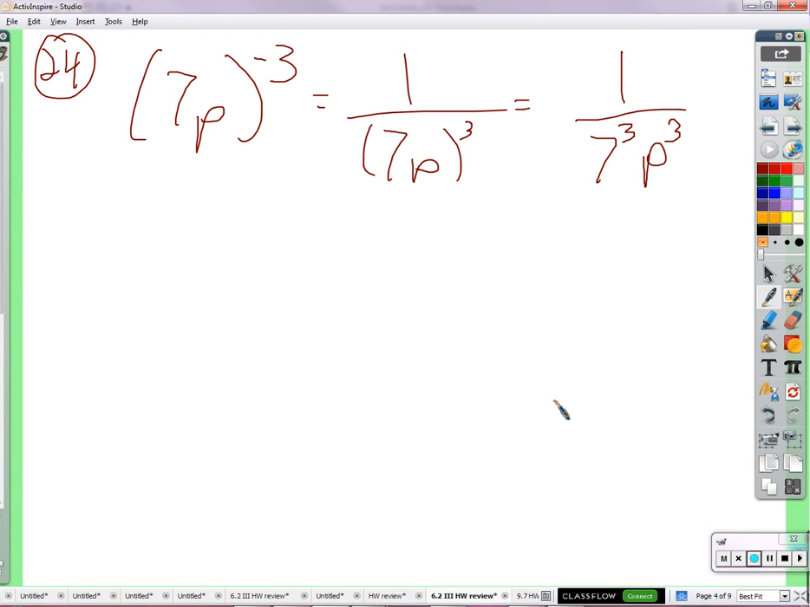But why? Why is it 7 times p to the third? Why can't I just say 7 to the third times p to the third? Walk me through a little bit more detail as to why that could be, Aiden. So there's 3 groups of 7s and 3 p's. If I were to apply what I know about exponents to 7p, that would be 7p, 7p, 7p. 3 7s, 3 p's. Just regroup them: 7 to the third, p to the third.